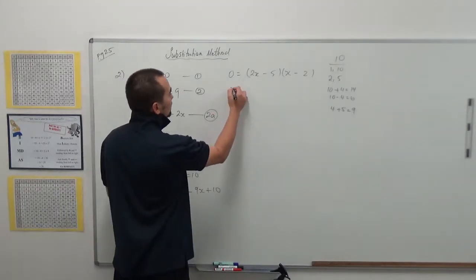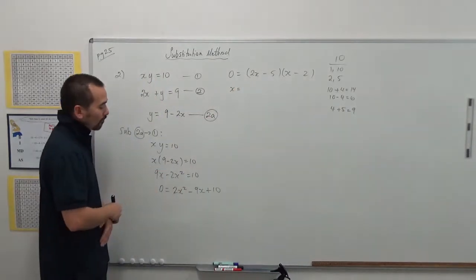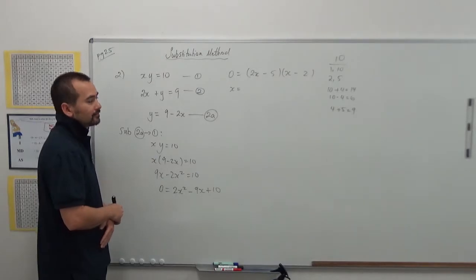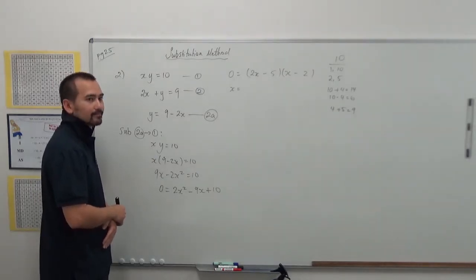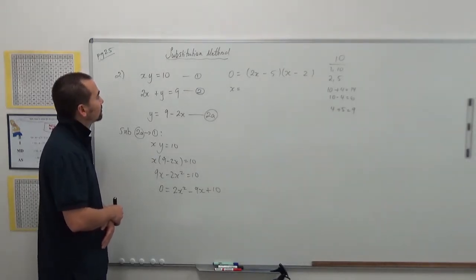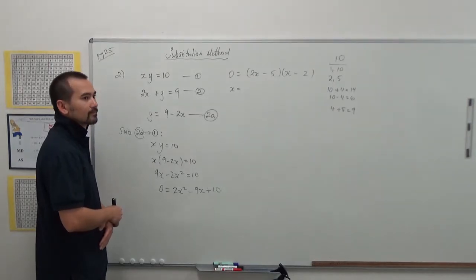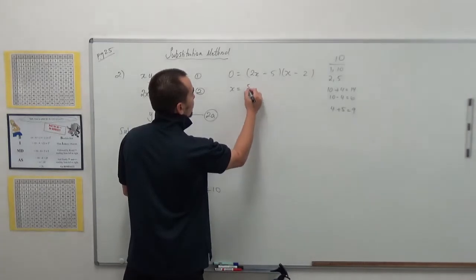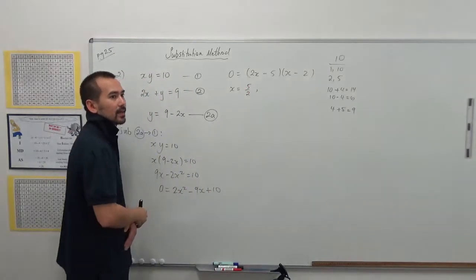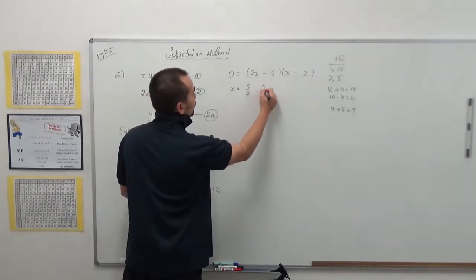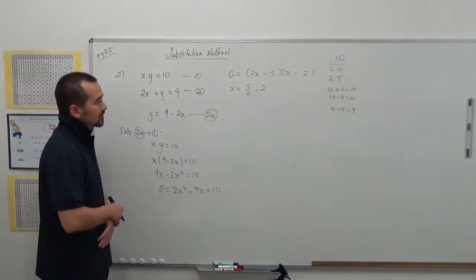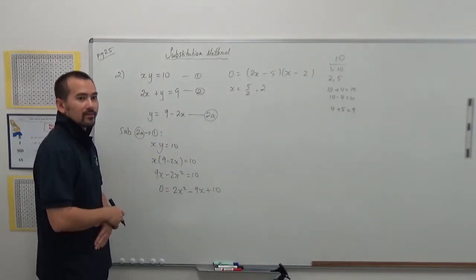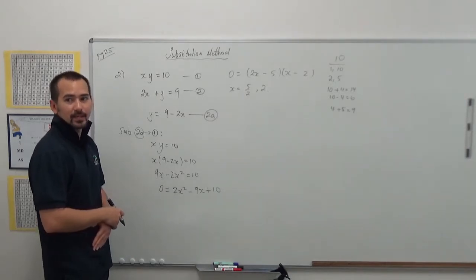So we've factorized it, what are the values of x? Is it 2 and 5 over 2? 5 over 2 and 2. Excellent. So we haven't found the points of intersection just yet, but we've found the x components.